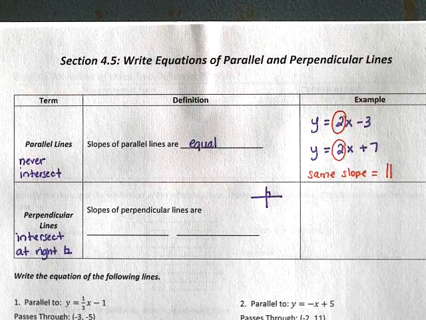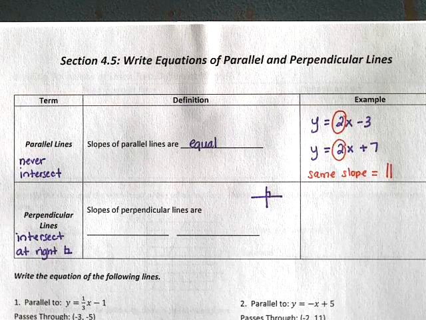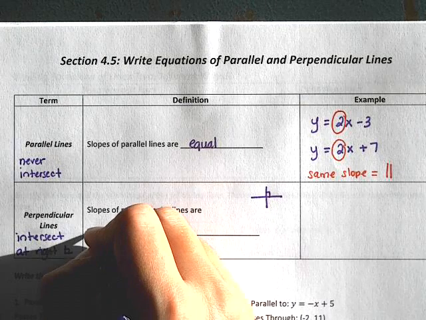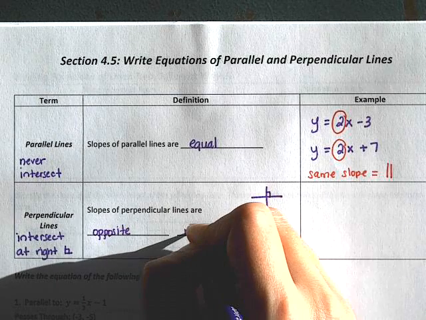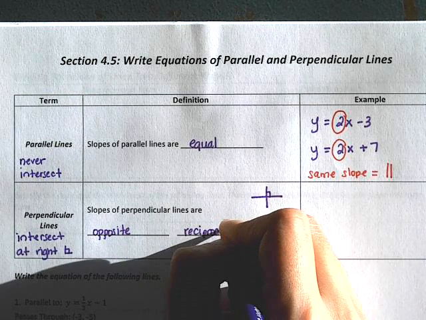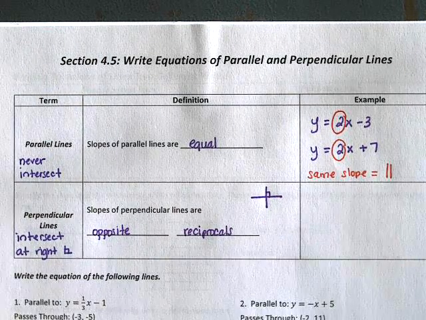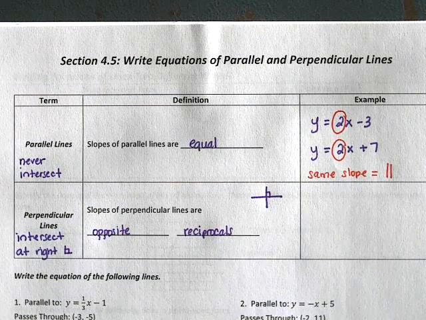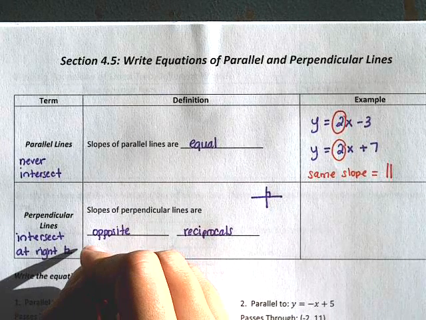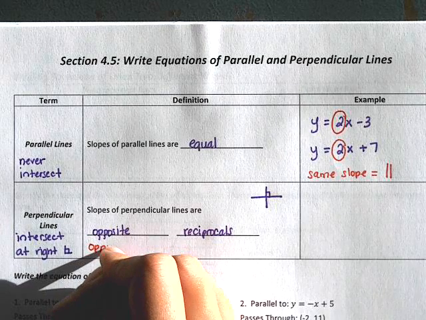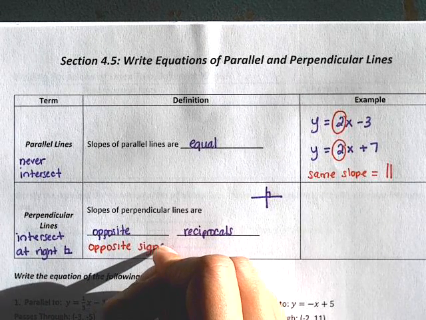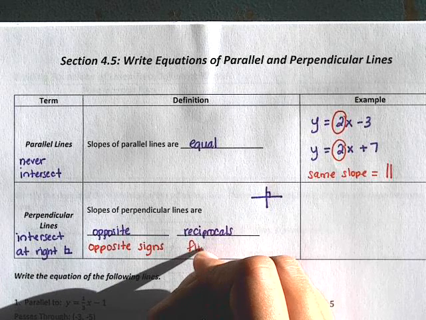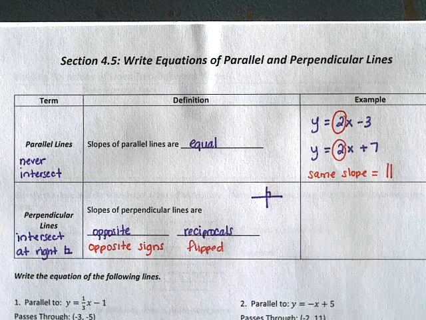Now, slopes of perpendicular lines, instead of being equal, are what are called opposite reciprocals. That means that when you look at the fractions, they are opposite signs and they are flipped over from each other.